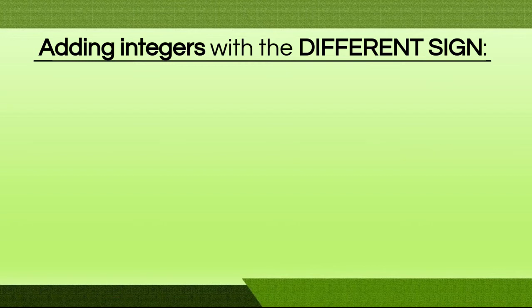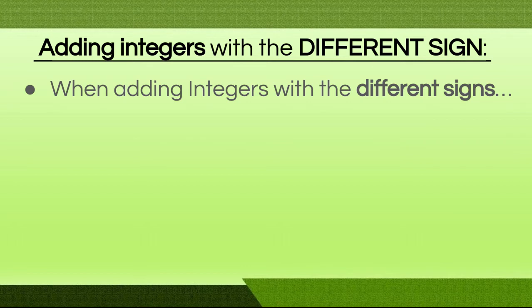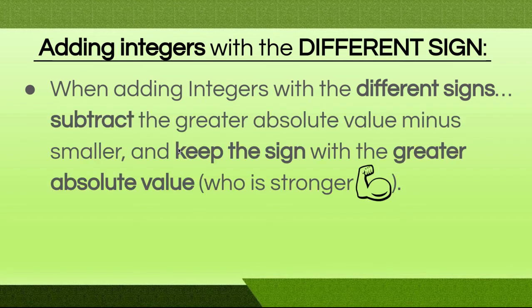You want to make sure that you get this rule down in your notes. When we're adding integers with different signs, remember to press pause. Make sure you get everything written down. We subtract the greater absolute value, so the bigger number, minus the smaller absolute value, or the smaller number. And then we keep the sign with the greater absolute value. I like to think of it as a tug of war. So I say, who's stronger?